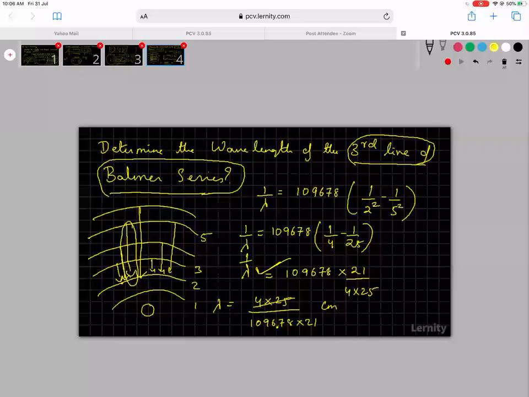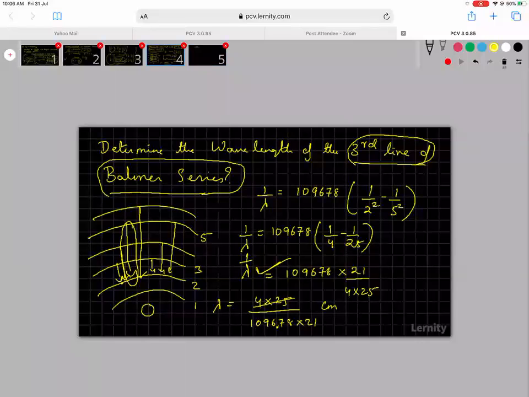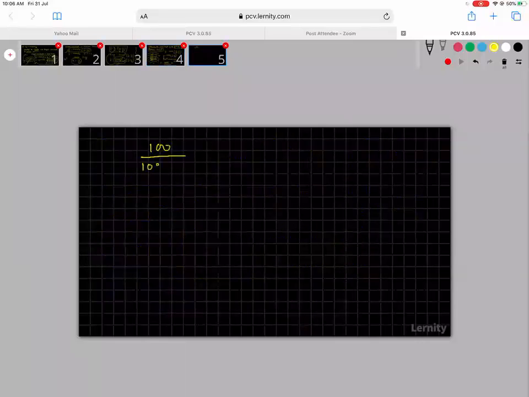So we can calculate. It is 100 divided by 109678 into 21. When you work this out, it will be approximately a little less than 5, 4 point something. So go for that answer, which is 4 point something.